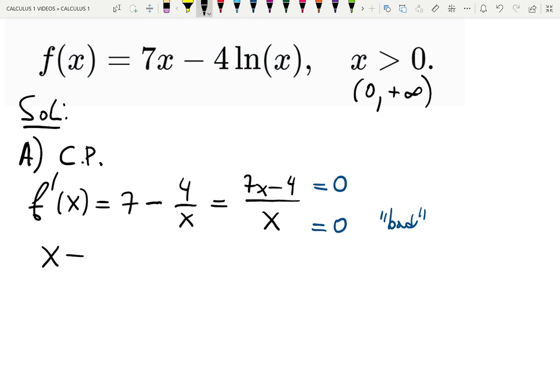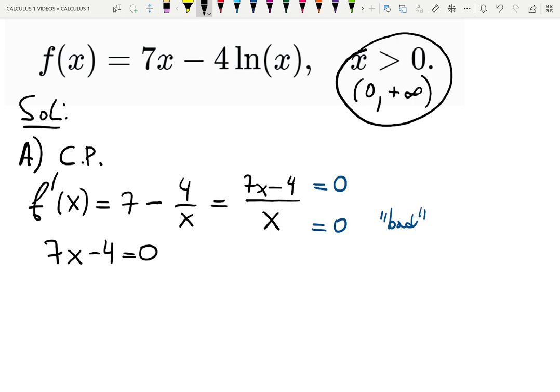Well, x cannot be 0. It's given over here in the domain. So this point is not a critical point. In fact, it's probably some kind of asymptote or something like that. Well, let's only solve the numerator. 7x minus 4 equals 0. 7x equals 4. X equals 4 over 7.